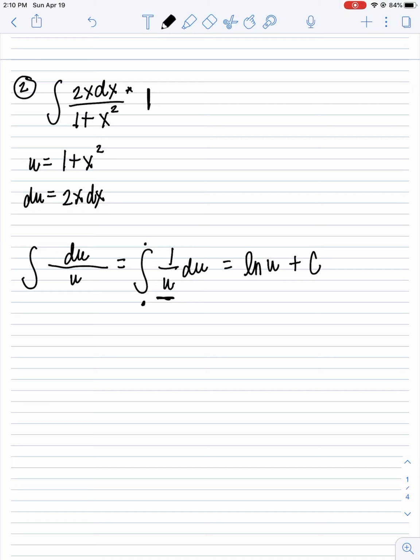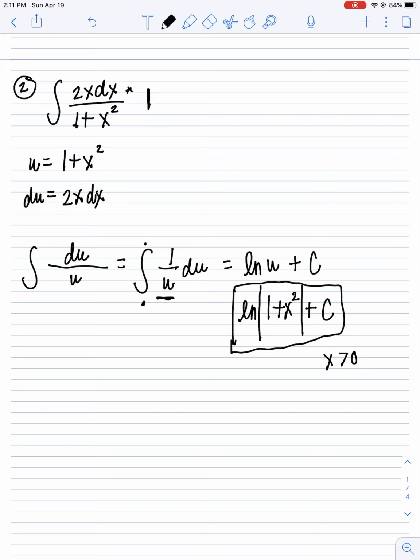And what is u? The natural log of u will be the natural log of 1 plus x squared plus c. And then I need to mention as well, remember, if I don't tell you that x is greater than 0, you have to put absolute value bars with the natural log. So I'm going to go back and put not natural logs, but absolute value bars around there. Okay? And so that right there is my final answer.